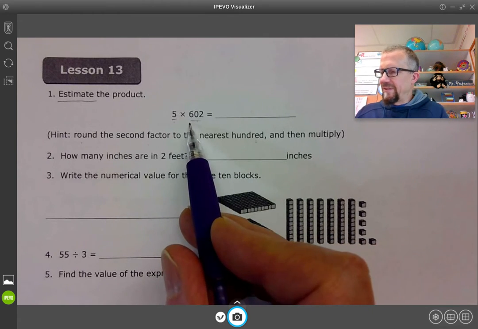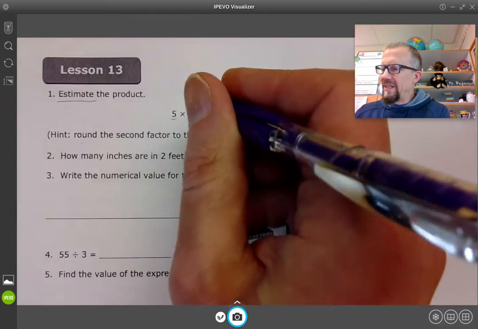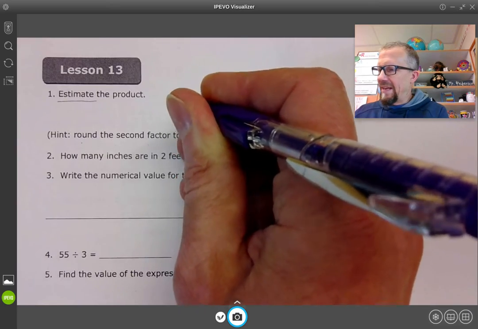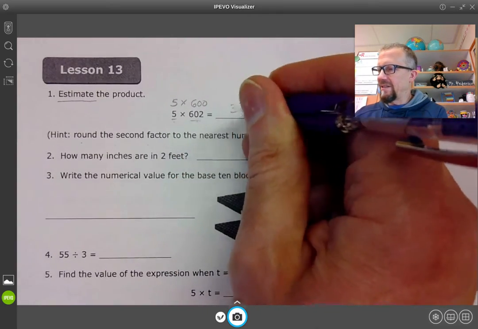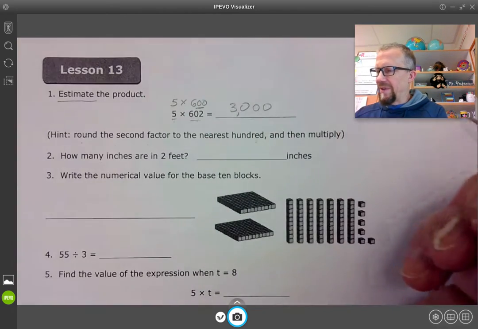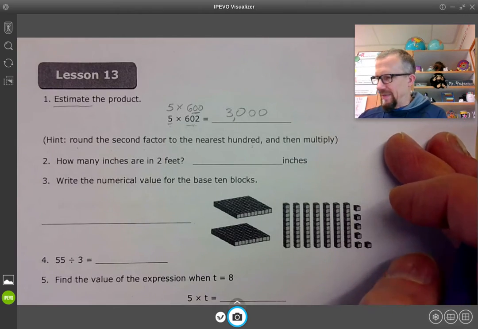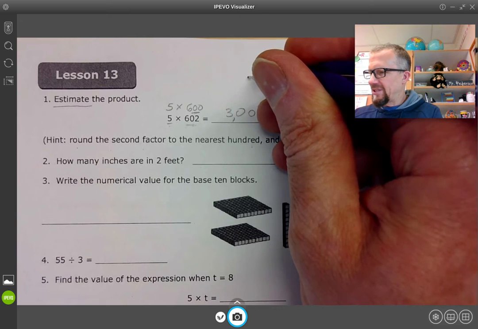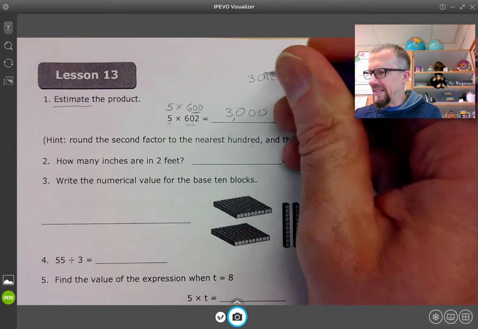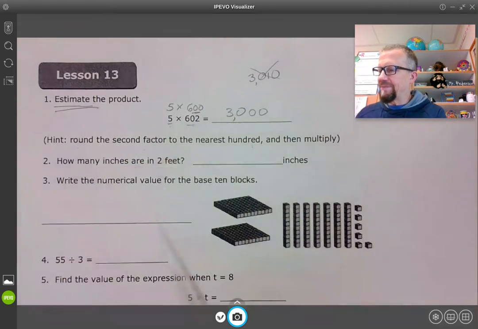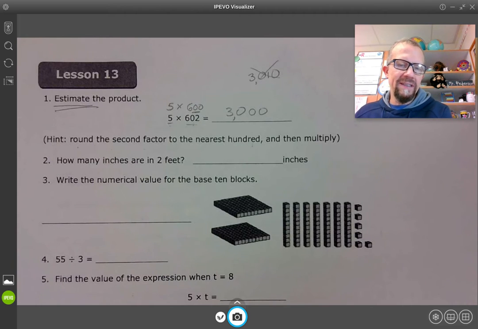So we've done some rounding recently. 602, the nearest 100 is 600. And now we just say 5 times 6 is 30. And because we have hundreds, we have 30 hundreds or 3,000. So that is your estimate. Now, some of you may have done the actual multiplication and gotten 3010, which is the product, but it is not an estimate. Okay, so if you found the exact product, go back and fix this, make it an estimate.